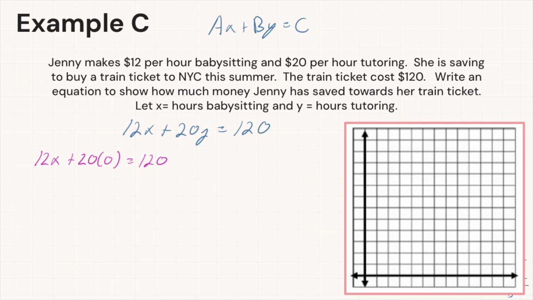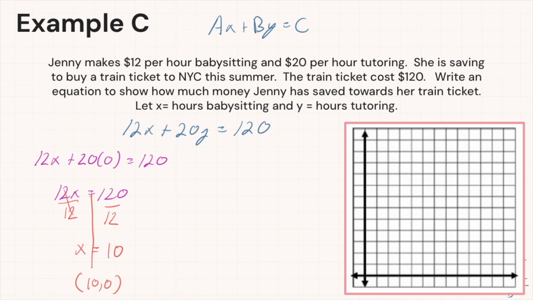So 20 times 0 is 0, so we end up with 12x equals 120. We're going to then divide both sides by 12. 12 divided by 12 is 1, or 1x, and 120 divided by 12 is 10. So x equals 10, so our x-intercept is (10, 0).